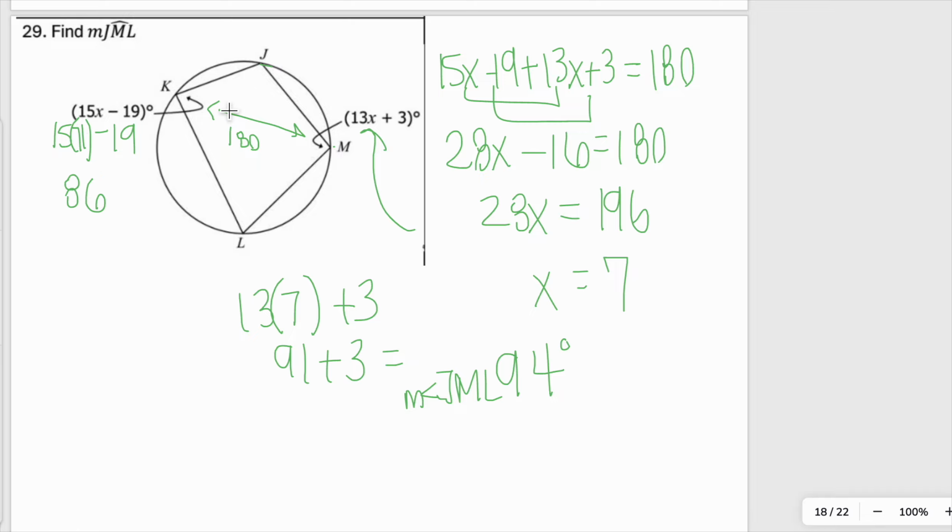So this inscribed angle is 86, and JML is that intercepting arc. So I'm just going to take 86 and multiply that by 2, and I'm going to end up getting 172 for the measure of arc JML.